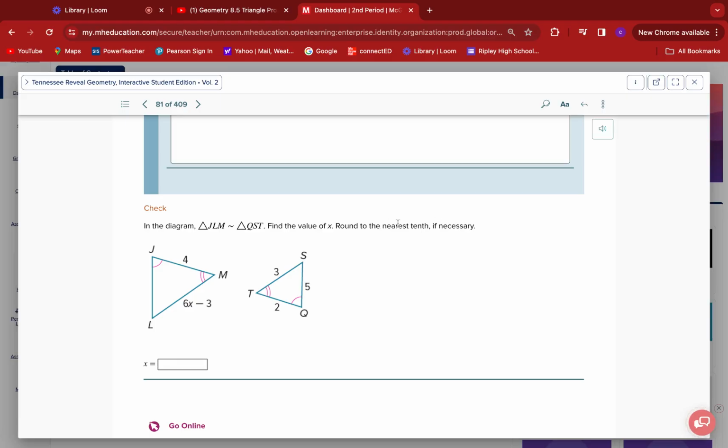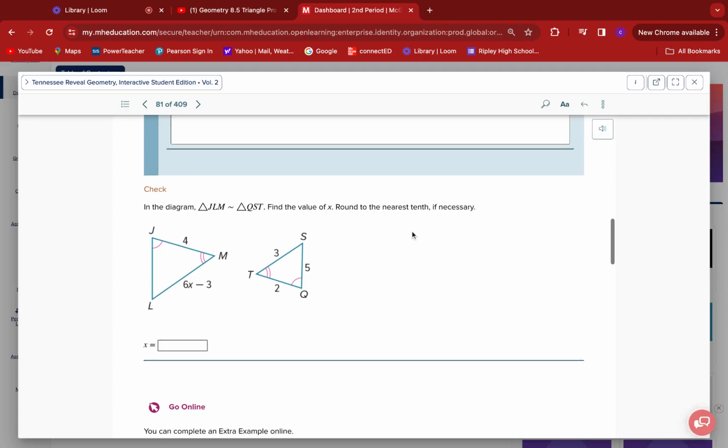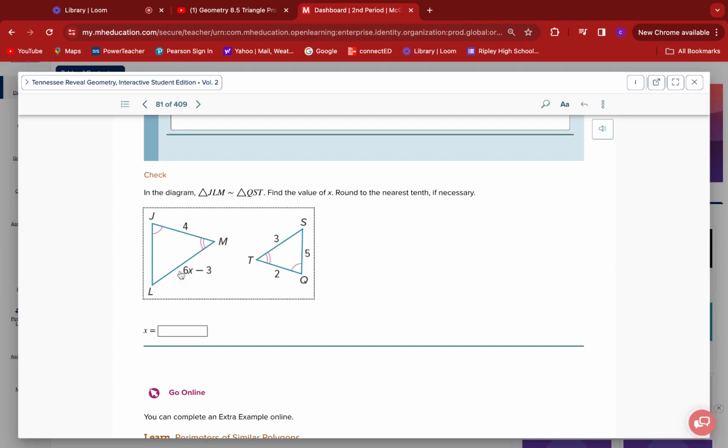Oh, my goodness. Okay, students, can I get a decimal? Yeah, you can get a decimal, and you're going to round to the nearest tenth. Okay, here we go. Where's my x? It's on the side that runs from L to M, which is my second and third letter. LM is going to match up to the second and third letter, ST. So that means 6x minus 3 will be over 3.